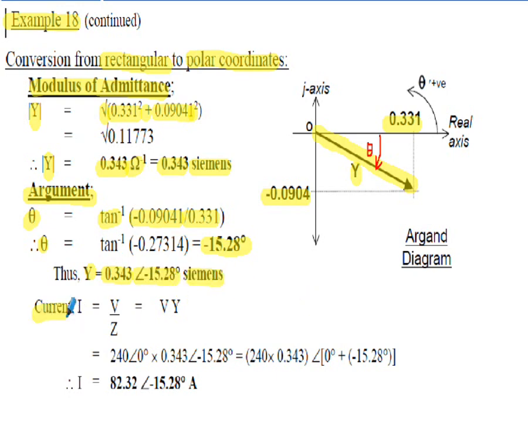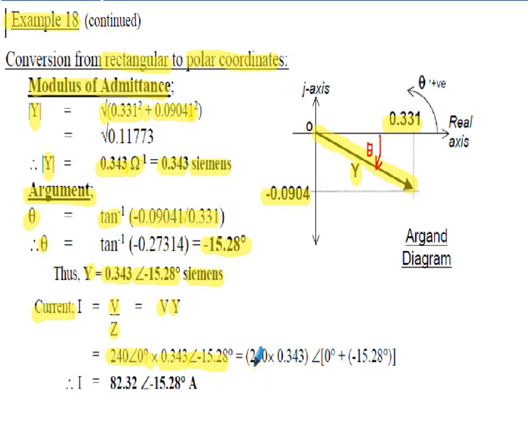Now we know that current I is given as V divided by Z, but as we're using admittance here, that will be the same as V multiplied by Y, because Y is 1 over Z. So in this case, the voltage is 240 argument 0. We're multiplying that by the admittance Y of 0.343 argument negative 15.28. Don't forget, when we're multiplying in polar form, we multiply the moduli and add the arguments.